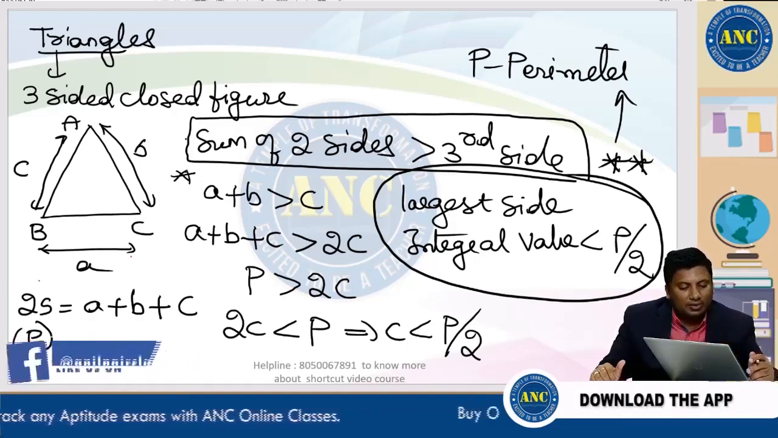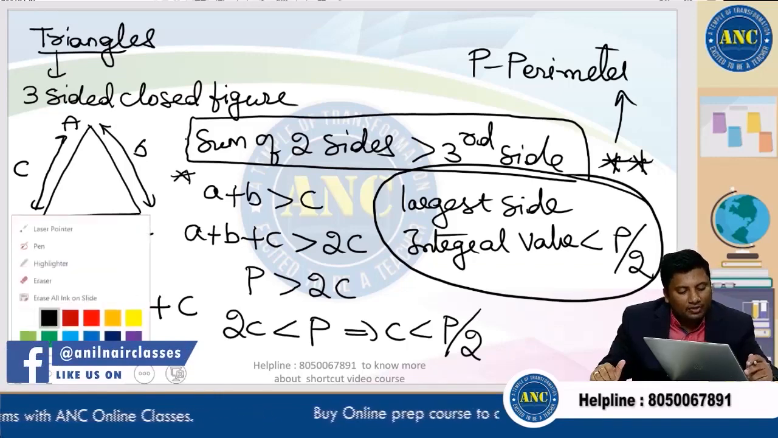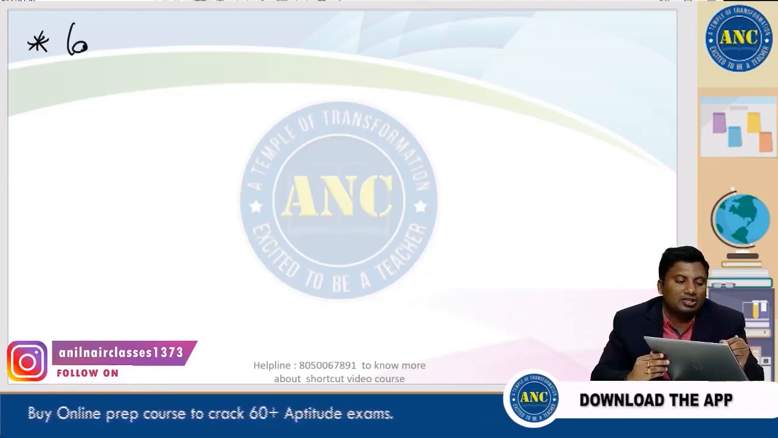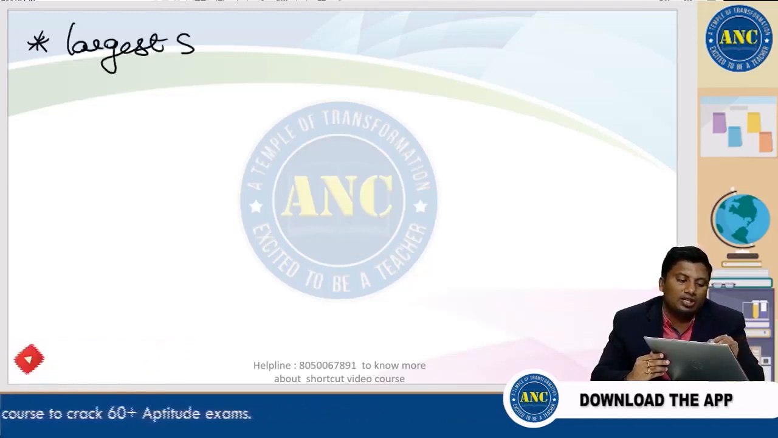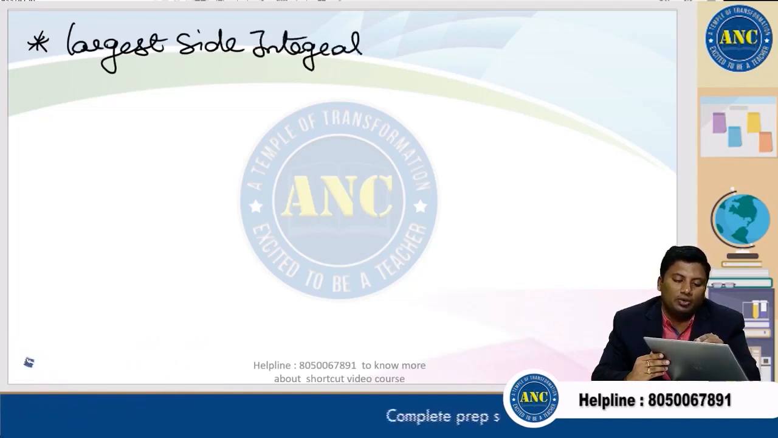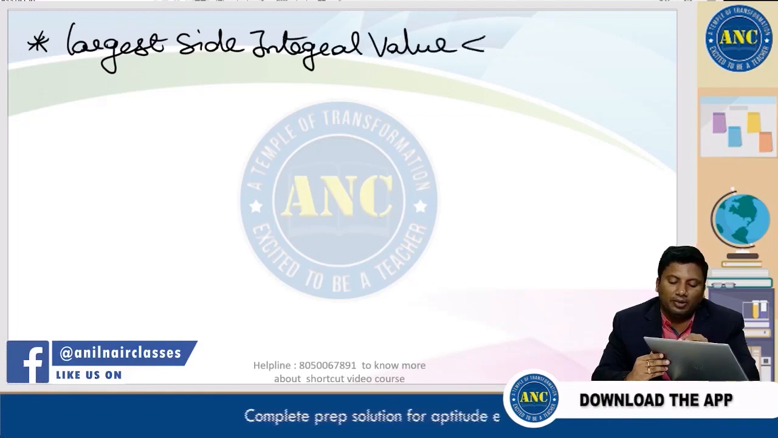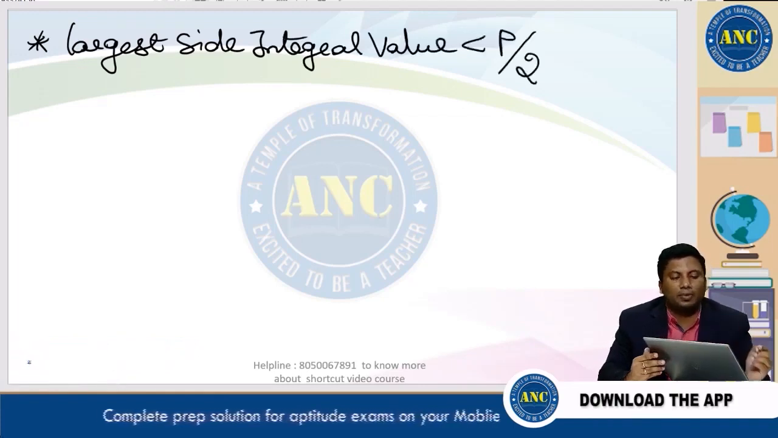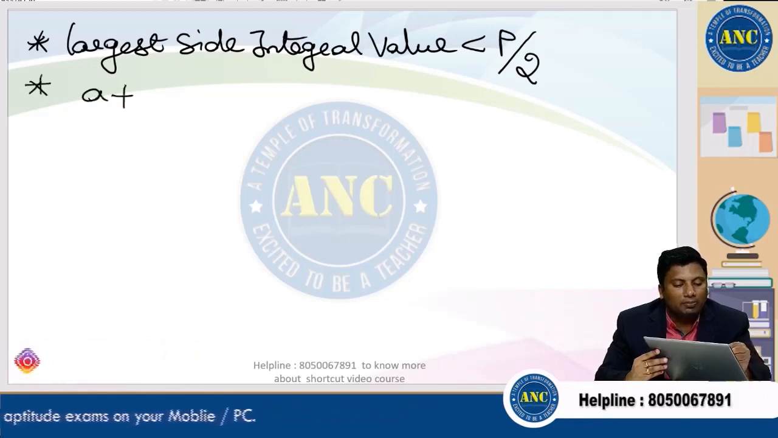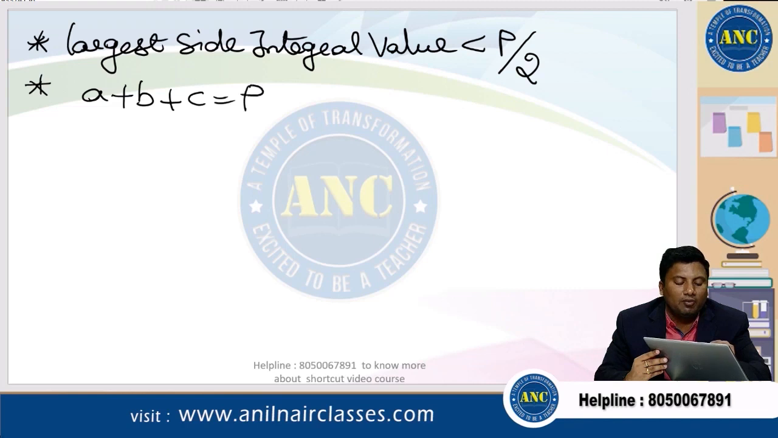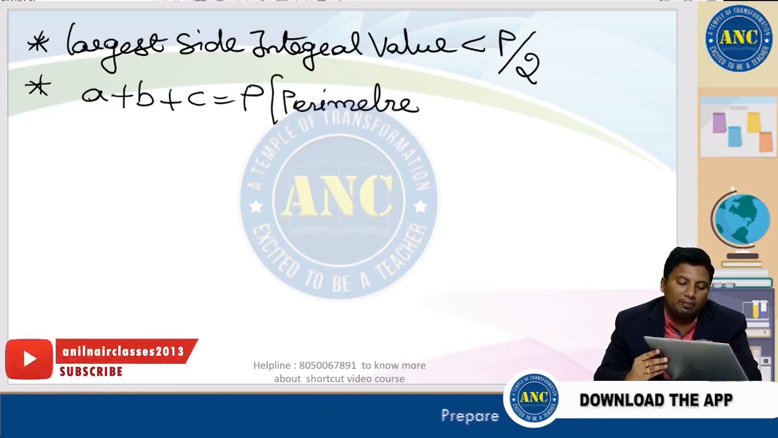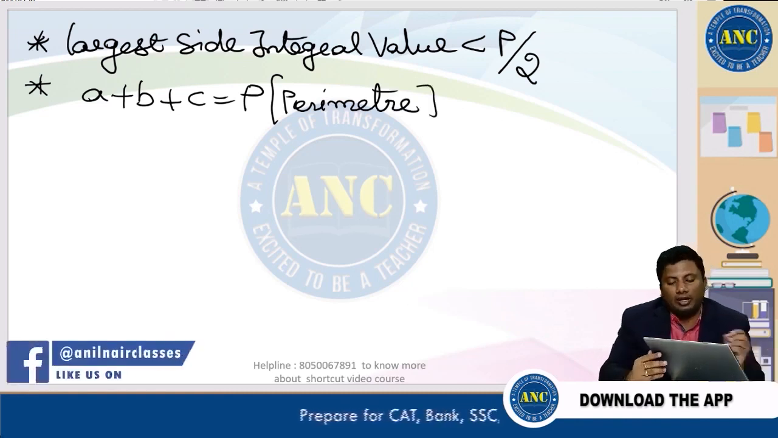What is the next concept? Now let us write down this concept. This I am going to use in today's class. Largest side integral value is just less than p by 2. First concept. Second concept. Now see here. A plus b plus c is equivalent to p. What is p here? P is called the perimeter.